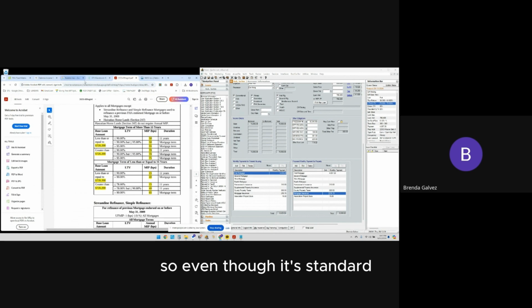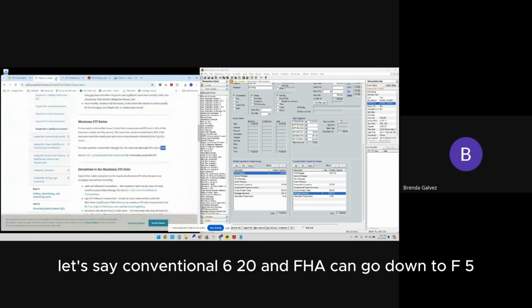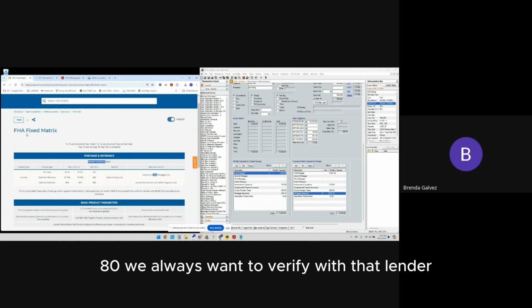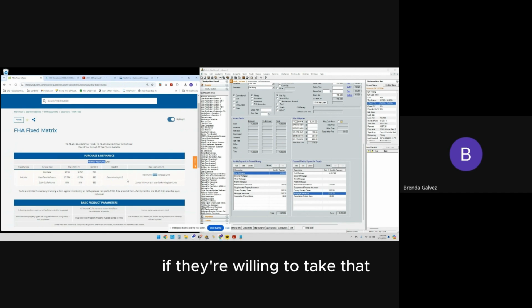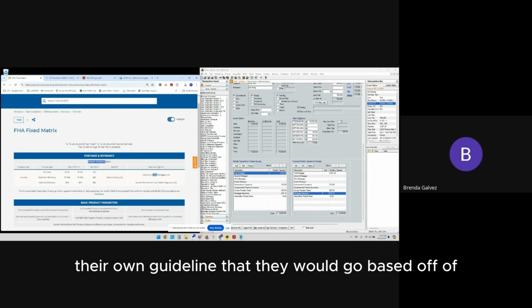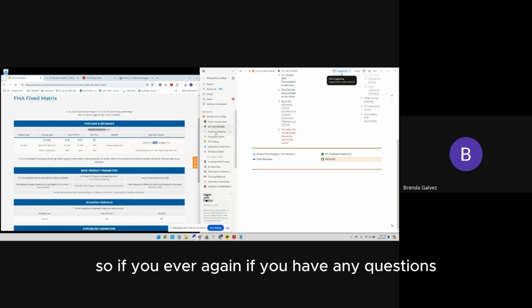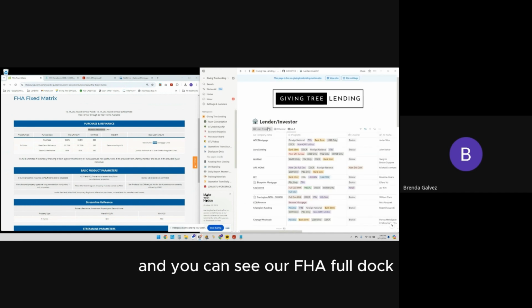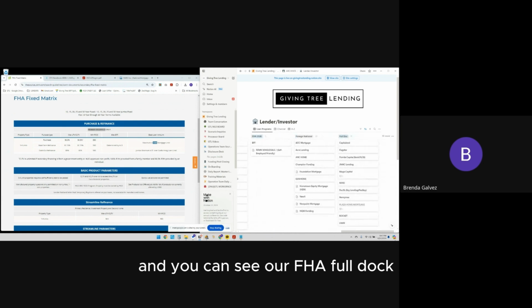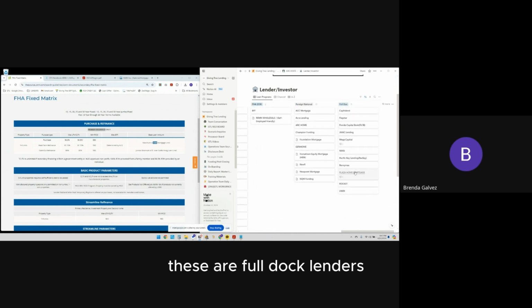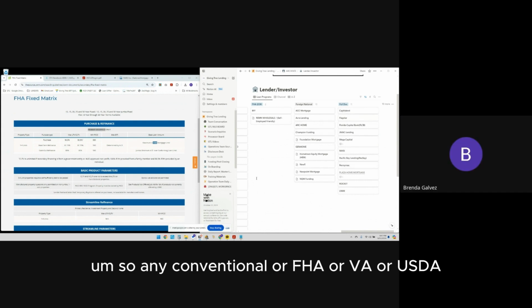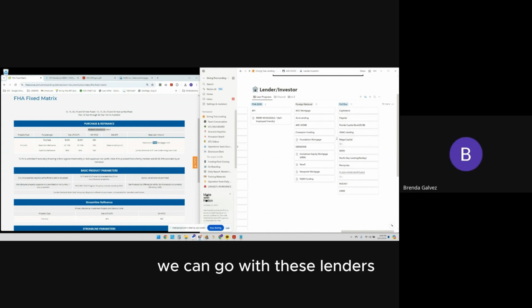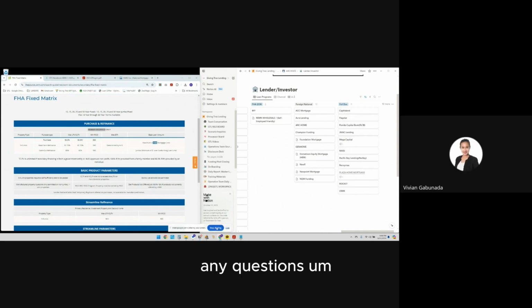So even though it's standard, let's say conventional 620 and FHA can go down to 580, we always want to verify with that lender if they're willing to take that, because each lender might have their own guideline that they would go based off of. If you have any questions, you can always go back to the lender page and you can see our FHA full doc. These are our full doc lenders. So any conventional or FHA or VA or USDA, we can go with these lenders. If you have any questions on those, you can always reach out to them directly. Any questions?